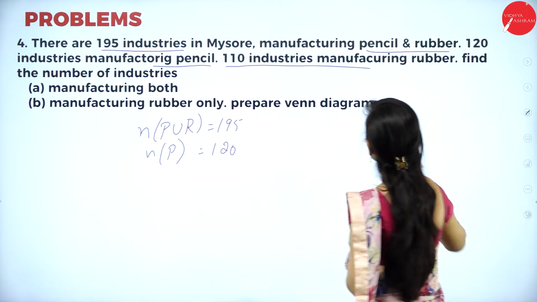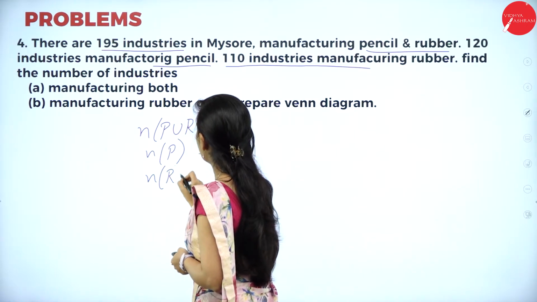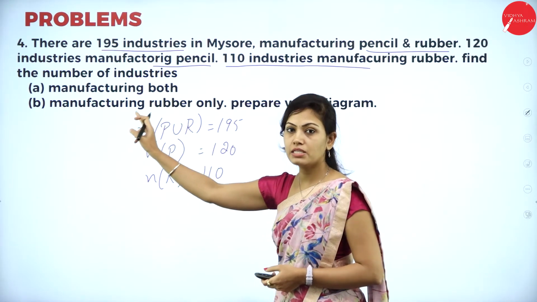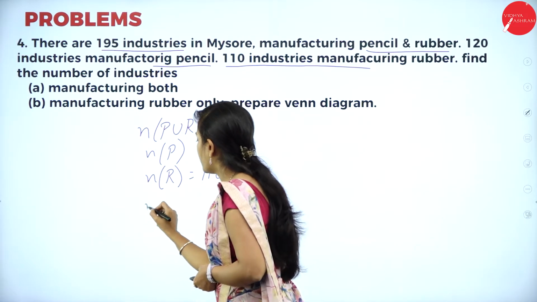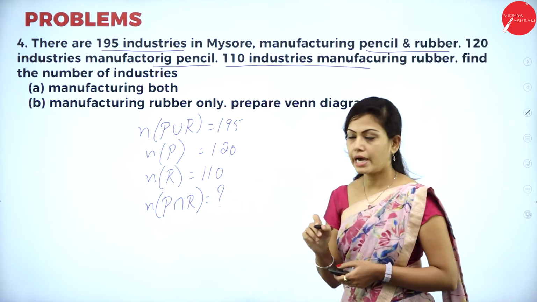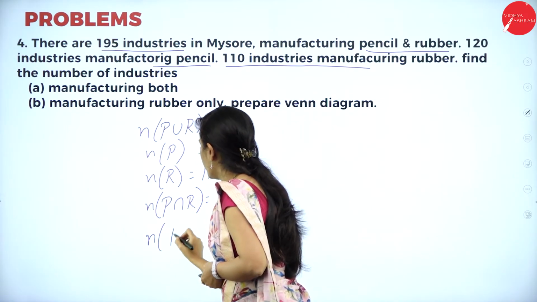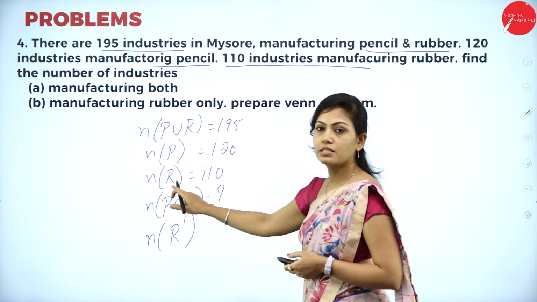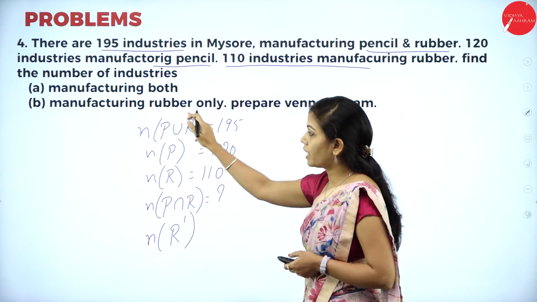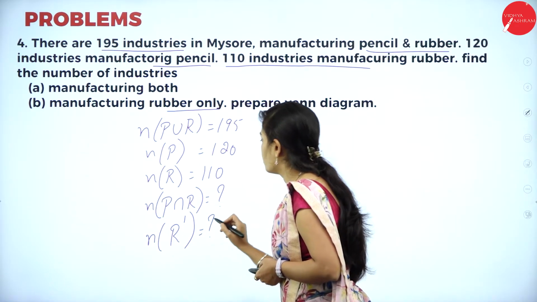And 110 industries manufacturing rubber. So 110 industries can manufacture rubber. And find the number of industries manufacturing both. Manufacturing both in the sense P intersection R, you have to find out, and manufacturing rubber only. Manufacturing rubber only, that is R dash. I will consider it as R dash. We know the value of N of R, but here we have to find manufacturing rubber only, means I will take it as N of R dash is equal to how much?